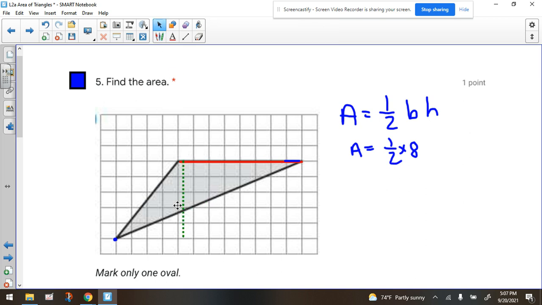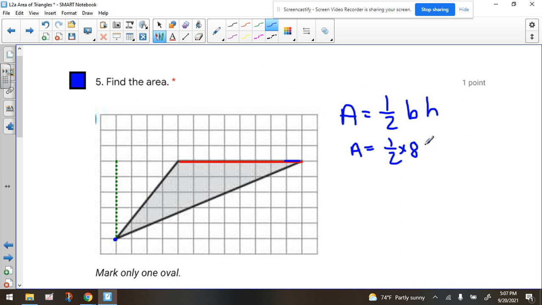So sometimes what you're going to see is the height actually on the outside of the triangle, but it's still perpendicular to the base. So we can put it anywhere we want. We can even put it over here if we want. Doesn't matter where it is. But we need to figure out how many units long that thing is. So it's 1, 2, 3, 4, 5 units long.